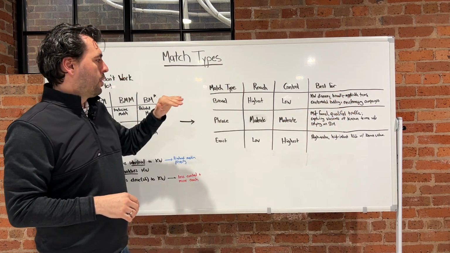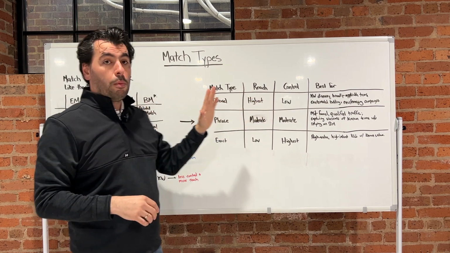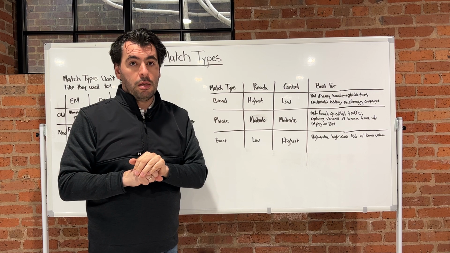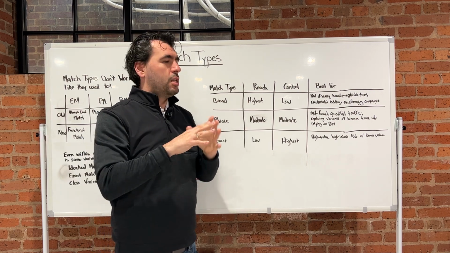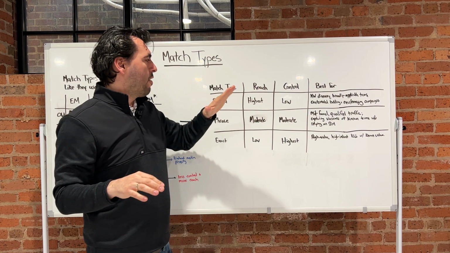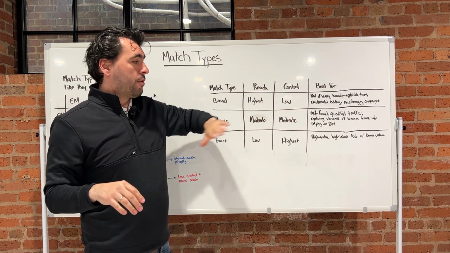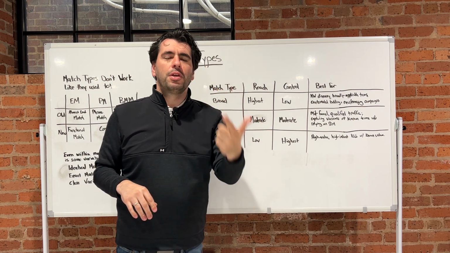So let's start. Broad match obviously has the highest reach, because this is Google basically saying people that are interested in this also might search for this. People that are interested in this, people who behave like this, could search for this. It's broad. You have the highest reach and the lowest control. There is no guarantee the word will be included in the query. There's no guarantee they're even looking for your services.